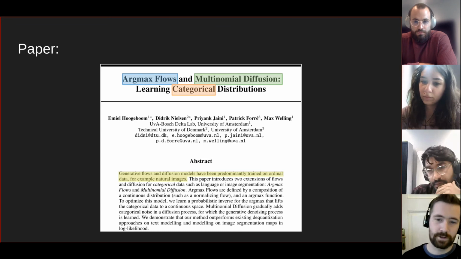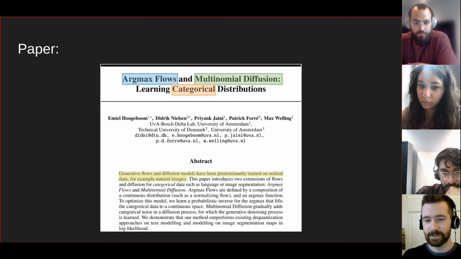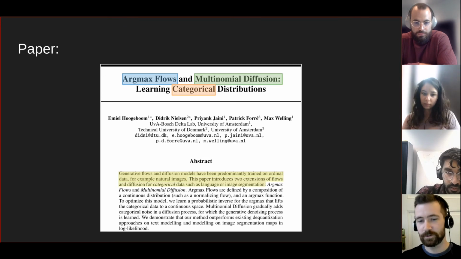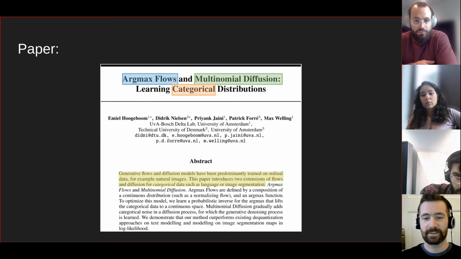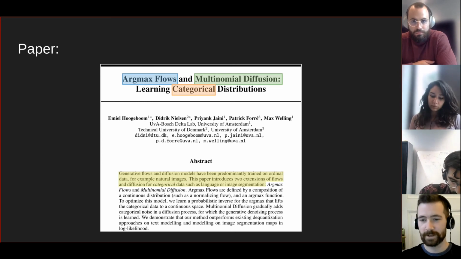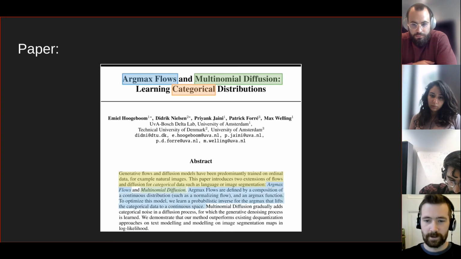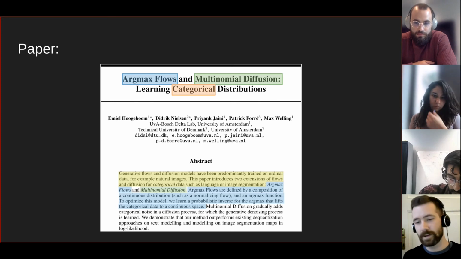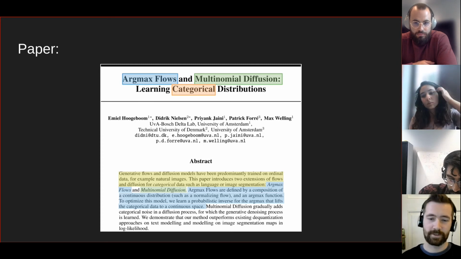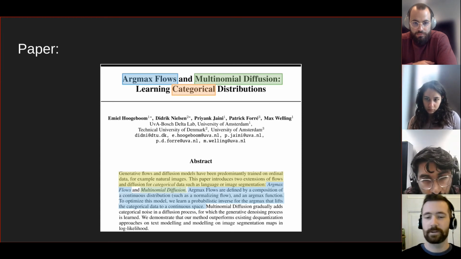Generative flows and diffusion models have predominantly been trained on ordinal data, like images and audio. And we introduce in this paper two extensions, one for flows and one for diffusion models, such that they work for categorical data. Those are called Argmax flows and multinomial diffusion. The Argmax flows are defined by a composition of some normalizing flow and an Argmax function that makes the samples discrete.